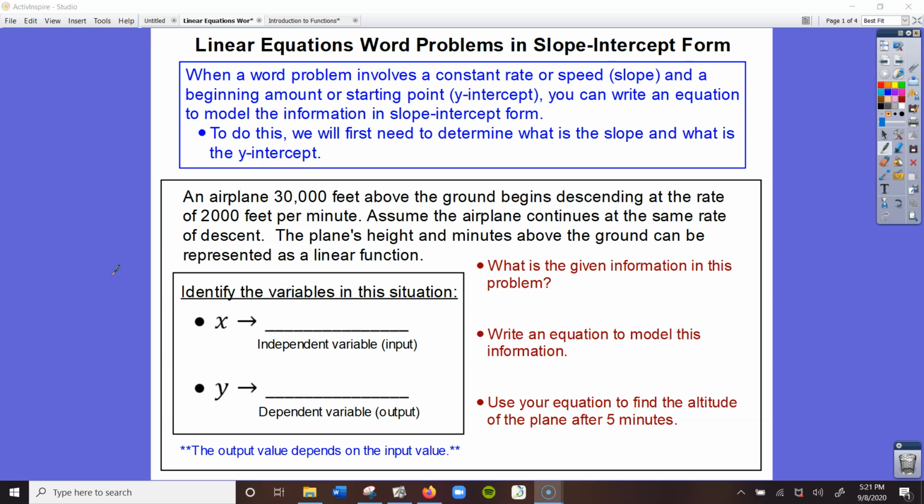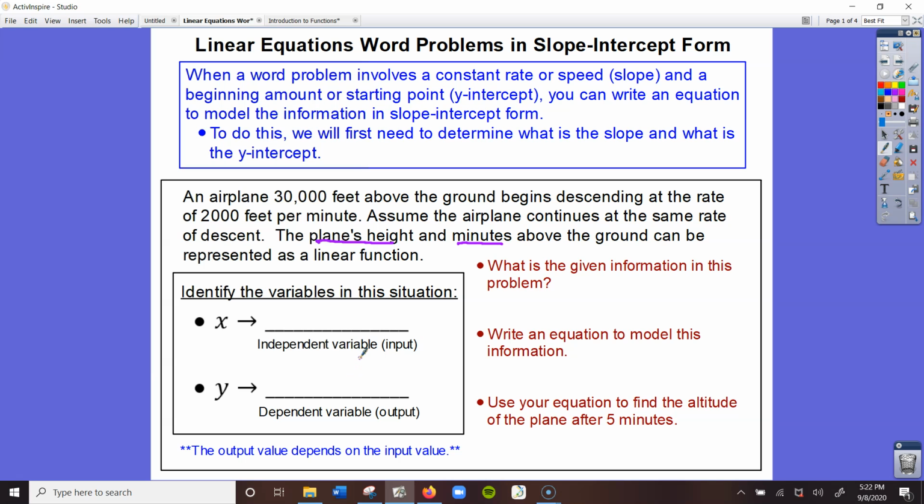Now for all of these questions, the very first thing that we're going to do is determine what is the independent variable and what is the dependent variable. So you're going to look at the two quantities that are being described in this written description. The first that we have, it says here that the plane's height and minutes above the ground can be represented as a linear function. These are going to be our variables.